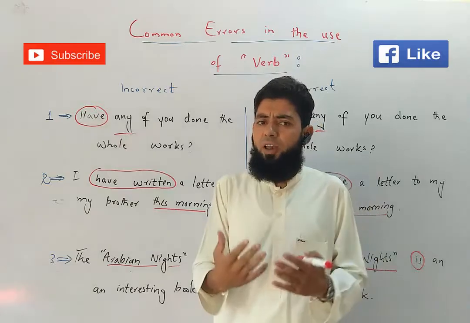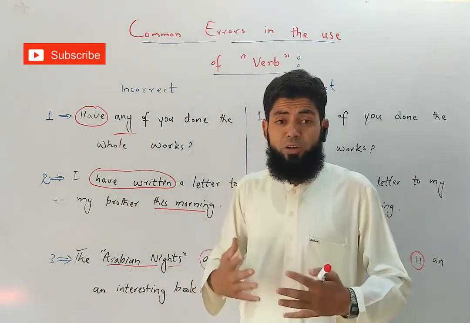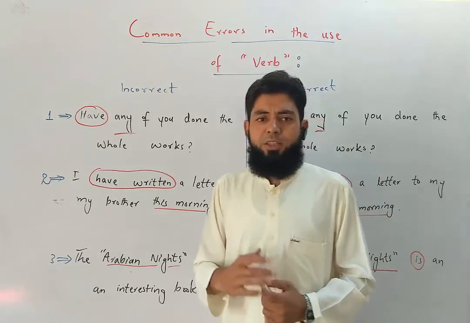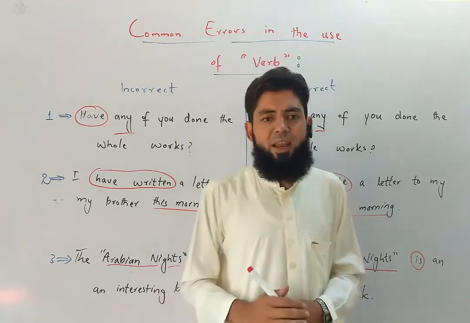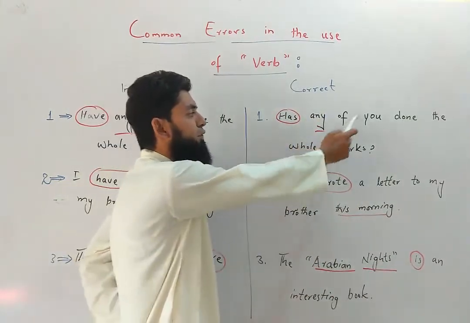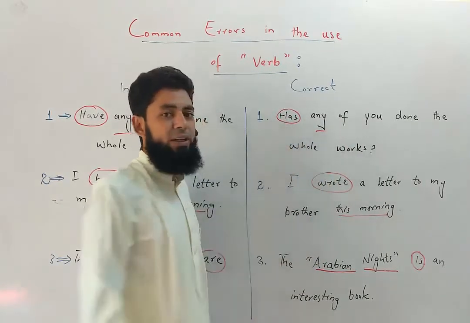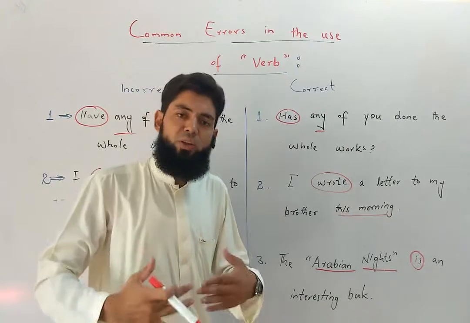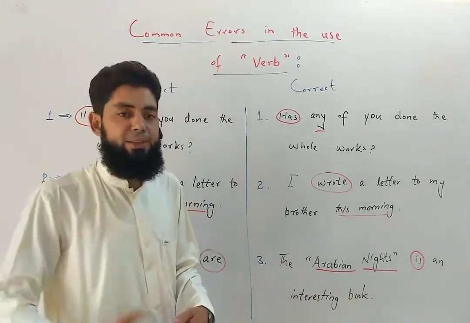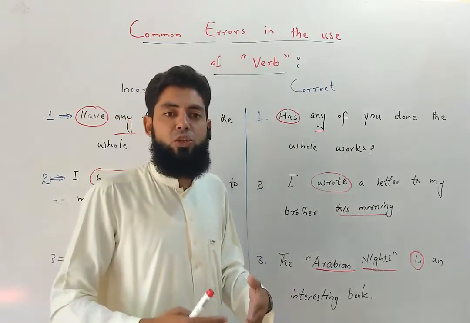So "have" has a relationship with "any," and "any" is singular. And for the singular, we need to use "has" instead of "have." You can see this sentence is the correct one: "Has any of you done the whole work?" So the correct one is "has" instead of "have." We should write "has" because of "any." Any is singular, and for the singular we need to use "has."